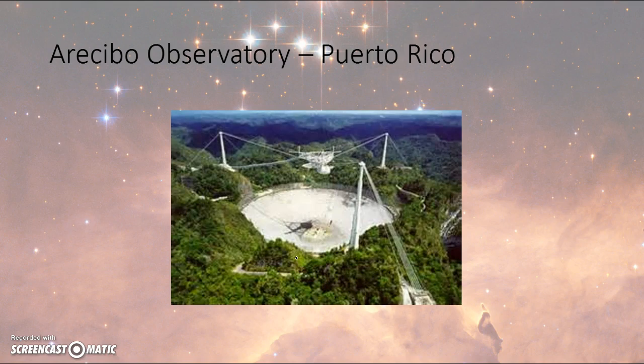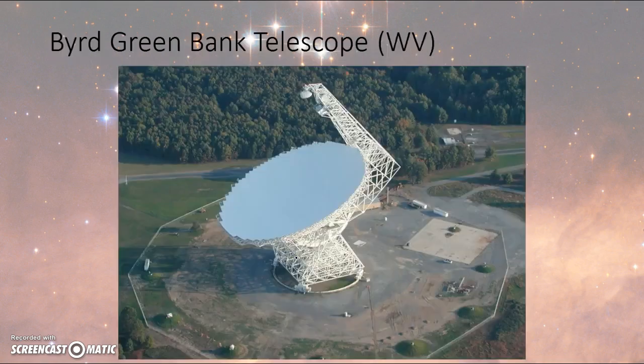Another example would be the Arecibo Observatory in Puerto Rico. The Arecibo Observatory is actually the largest radio telescope in the world, and it's so big it's been built into the mountain. You can't move it. It's stuck. And then we have the Green Bank Telescope up in West Virginia. This one is the largest steerable radio telescope, so it can be rotated around on its base, and they can steer it so that they can focus in on certain areas where wavelengths are coming through.